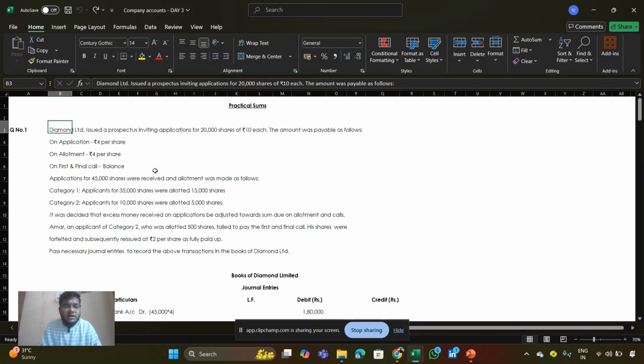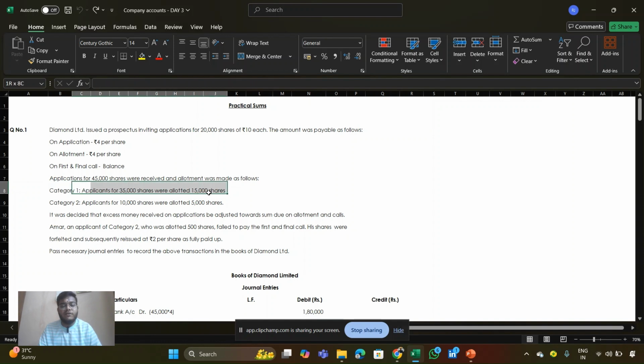Let's go. Diamond Limited issued a prospectus inviting applications for 20,000 shares of rupees 10 each. The amount was payable as follows: application rupees 4 per share, allotment 4 per share, first and final call balance. So 8, and the balance is 2. Applications for 45,000 shares have been received. Okay. And the allotment has been made as: applicants for 35,000 shares were allotted 15,000 shares, and applicants for 10,000 shares were allotted 5,000 shares.